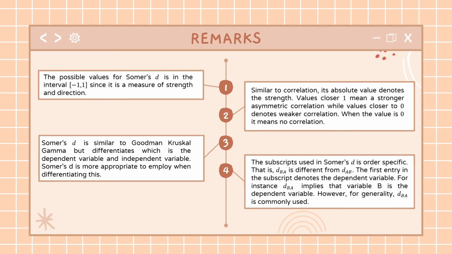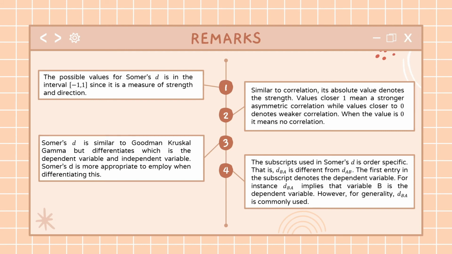Additionally din dito, meron din tayong positive at negative. Kapag negative siya, meaning negative asymmetric correlation. Ibig sabihin nun ay kapag nag-i-increase yung independent natin, ay nagdi-decrease yung dependent natin. Kapag positive naman, ibig sabihin nun, as we increase naman sa independent, nag-i-increase din yung dependent natin.